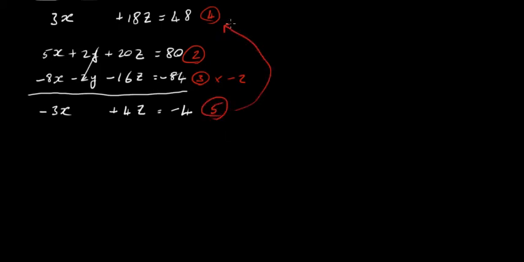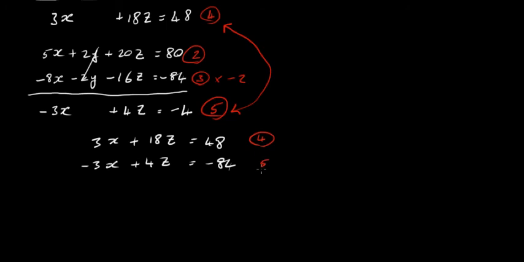So now you can see we have equation 4 and equation 5 here, both with only two variables. So we can put these two together and eliminate one of the variables in order to work out the other variable. So let's just write those down first. So we have 3x plus 18z, and that's equal to 48. Here we have a minus 3x plus 4z, and that's equal to minus 4. Okay, so this was equation number 4 and this is equation number 5 here.